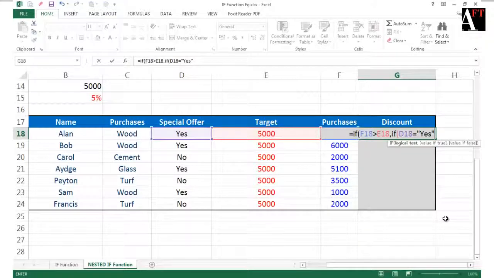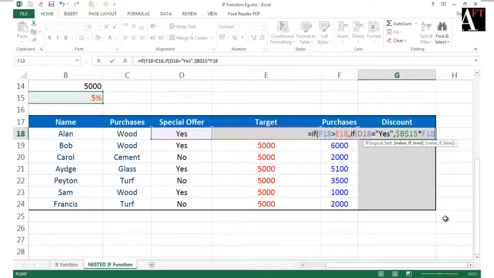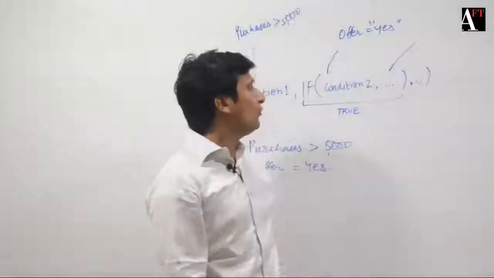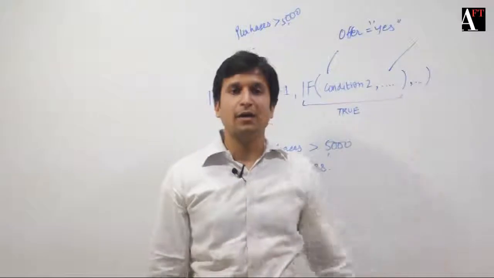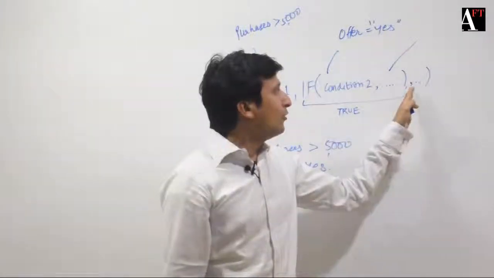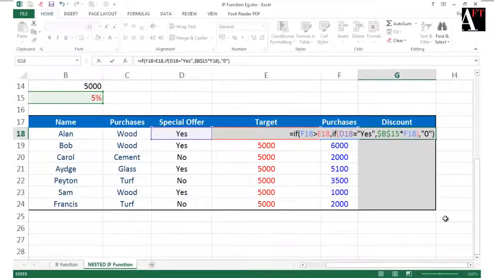I'll have to complete this, that is, when both of these conditions are true, the discount will be calculated, which will be equal to the purchase amount multiplied by the discount rate. The third part of this condition will be 0, that is, whenever the conditions are not being met, the discount will be equal to 0. Note that I'll have to also finish the entire formula by adding a comma and 0 and the closing bracket of the first if condition in the end.